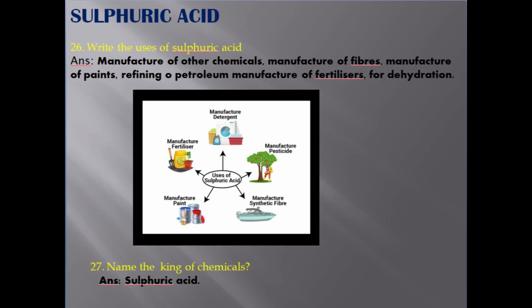Sulfuric acid is called the king of chemicals. It has utmost importance in industry. It is a highly corrosive acid, denser than water, and dissolves in water. Sulfuric acid is used in the manufacture of fertilizers, chemicals, paints, fibers, explosives, etc. It is used for dehydration.